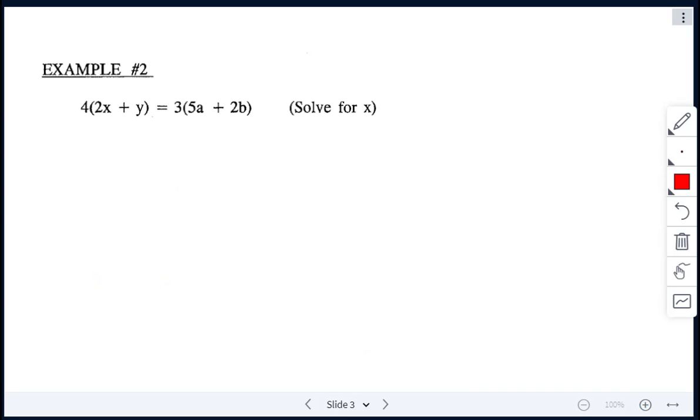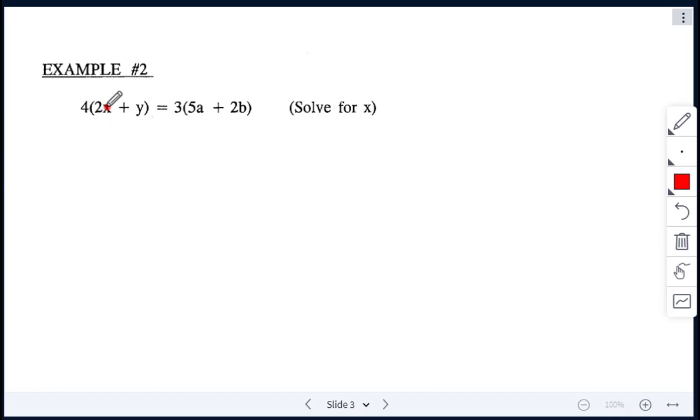All right, so let's take a look at our next example. We have 4, then in brackets 2x plus y, is equal to 3, and then in brackets we have 5a plus 2b. So notice how many variables we have: an x, a y, a, and b. So we have 4 variables in this equation, and we need to rearrange this formula to just solve for x. Our first step will be to get rid of the brackets. So we're going to multiply the 4 to everything inside this bracket.